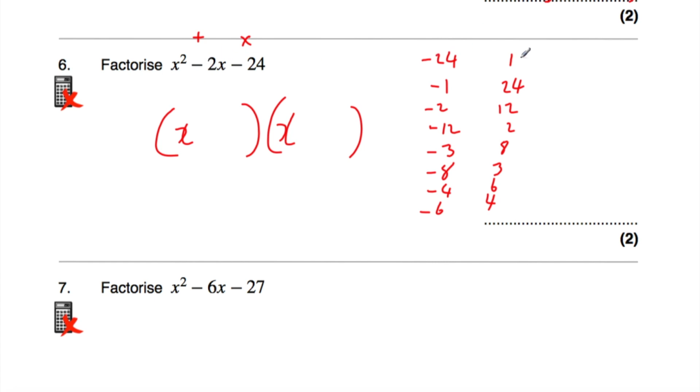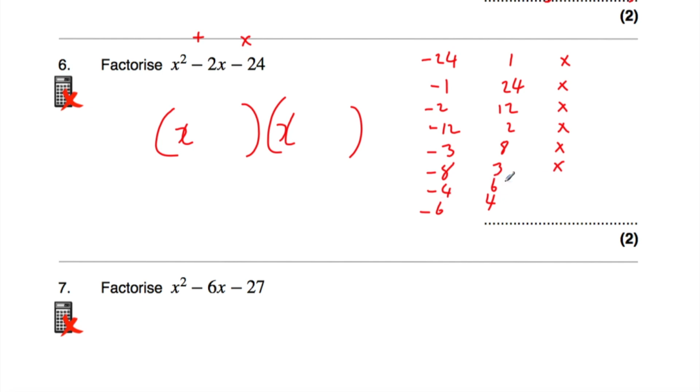So negative 24 plus 1 is negative 23. So that's not negative 2. Our next one, negative 1 plus 24 is 23. So that's not our option. Our next one, negative 2 plus 12 is equal to 10, so that's not our option. We want it to be negative 2. Negative 12 plus 2 would be negative 10, that's not negative 2. Negative 3 plus 8 would be 5, so no. Negative 8 plus 3 would be negative 5.